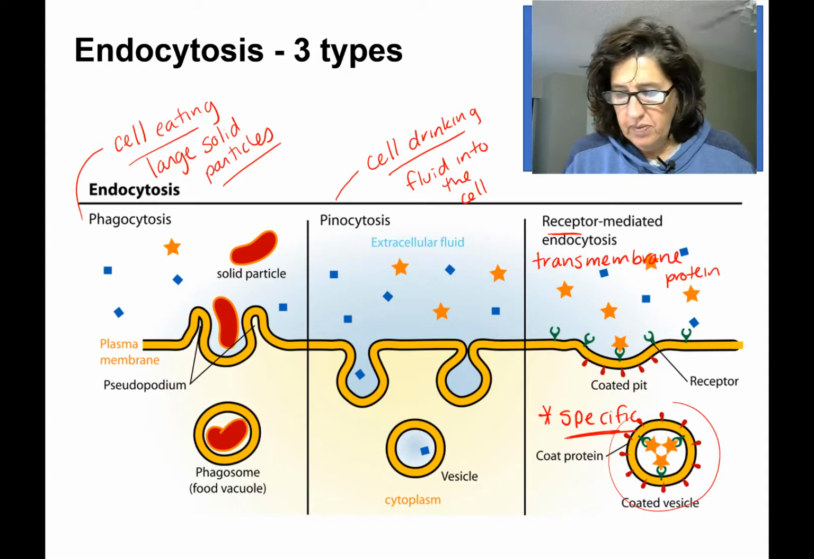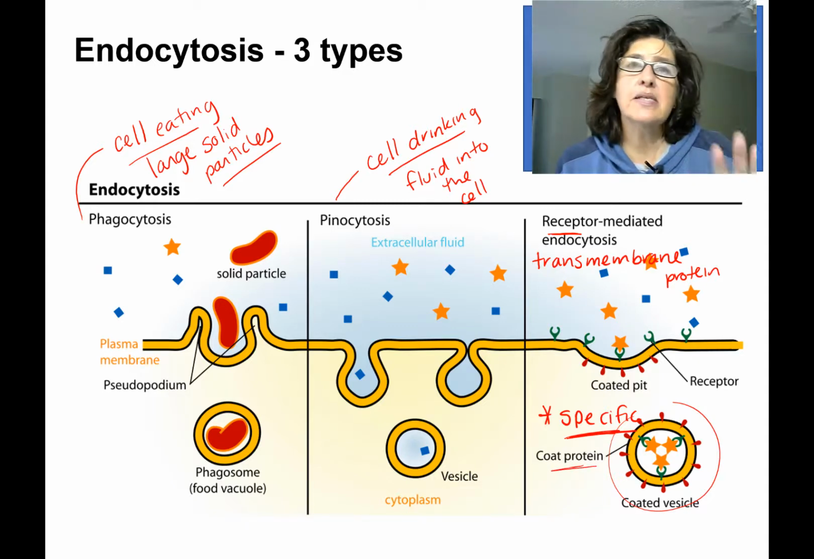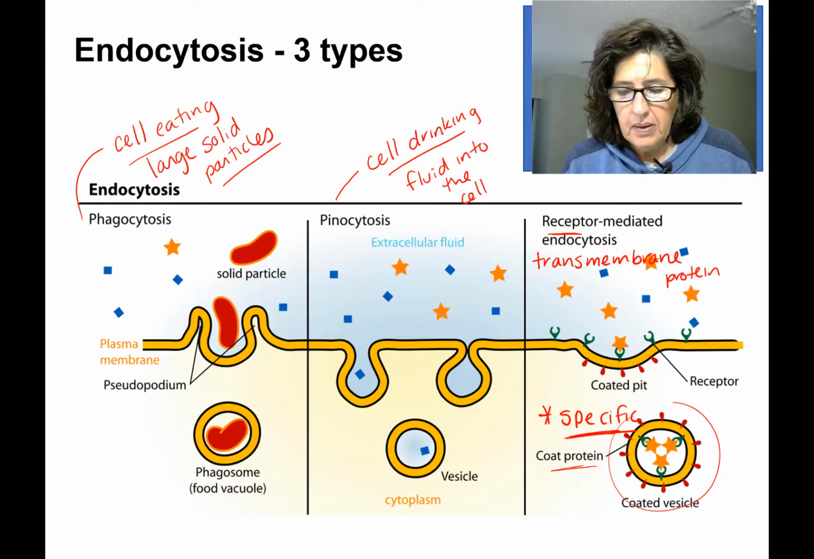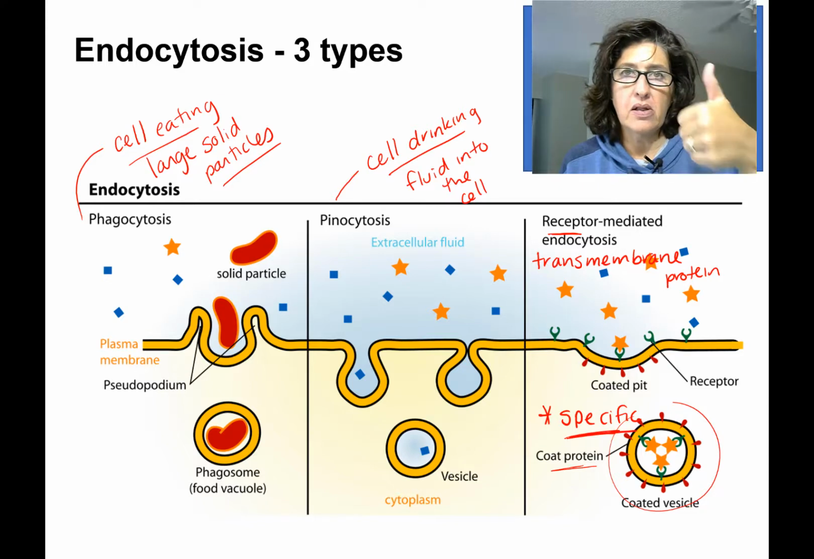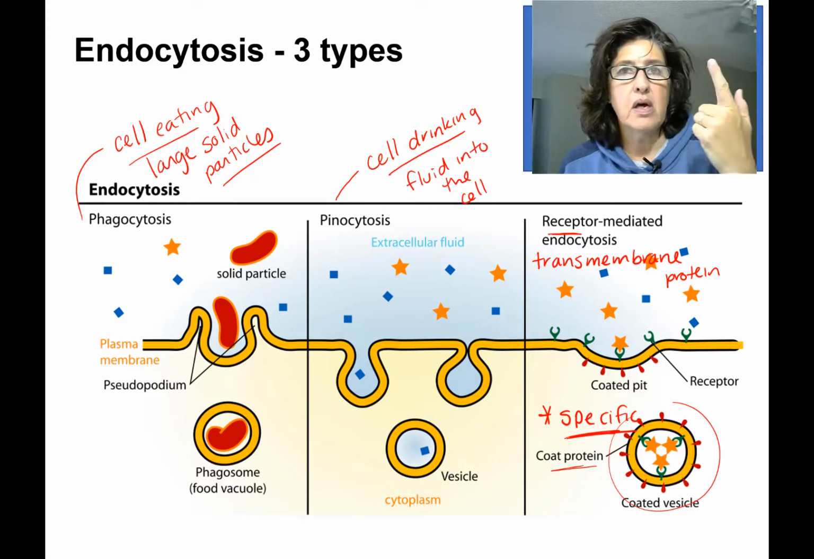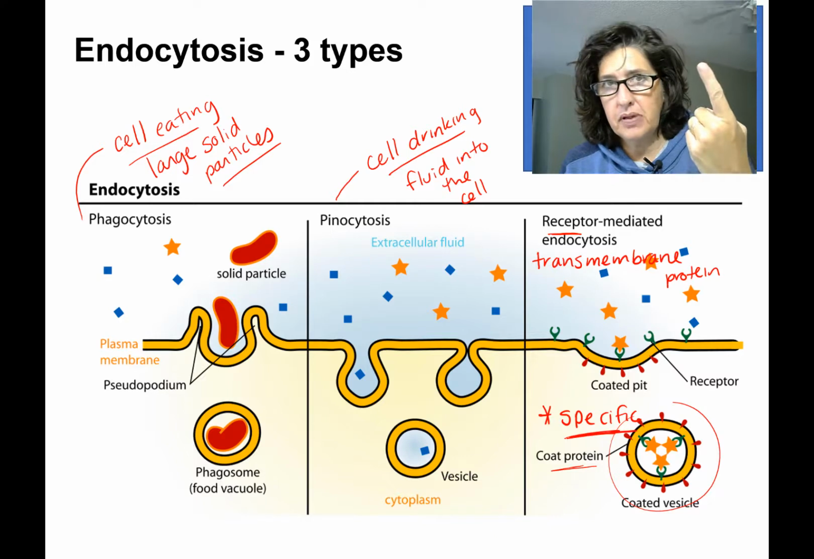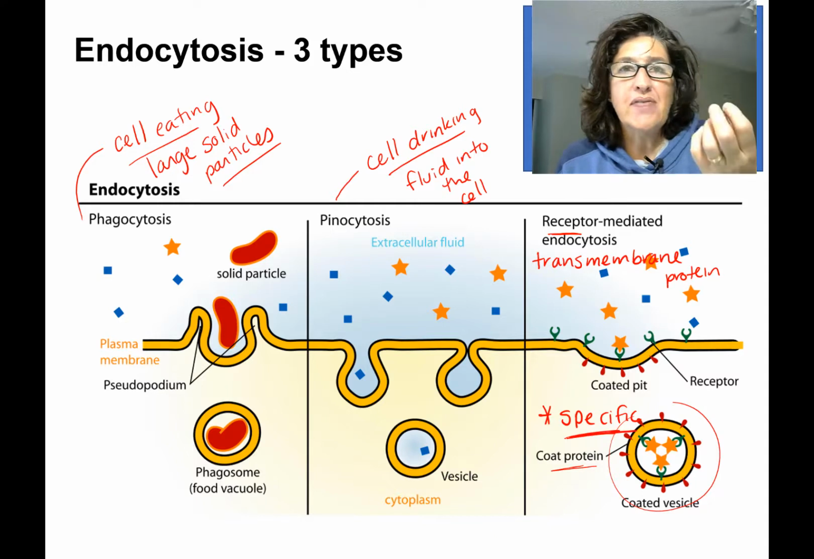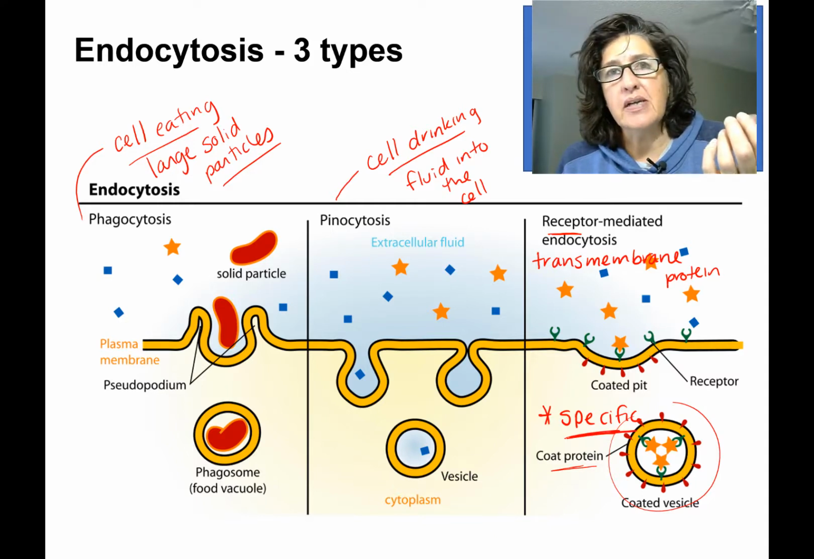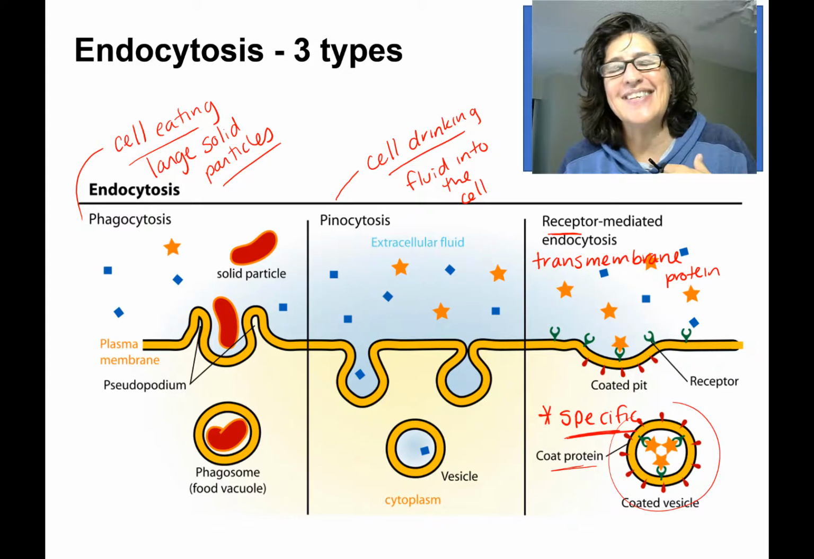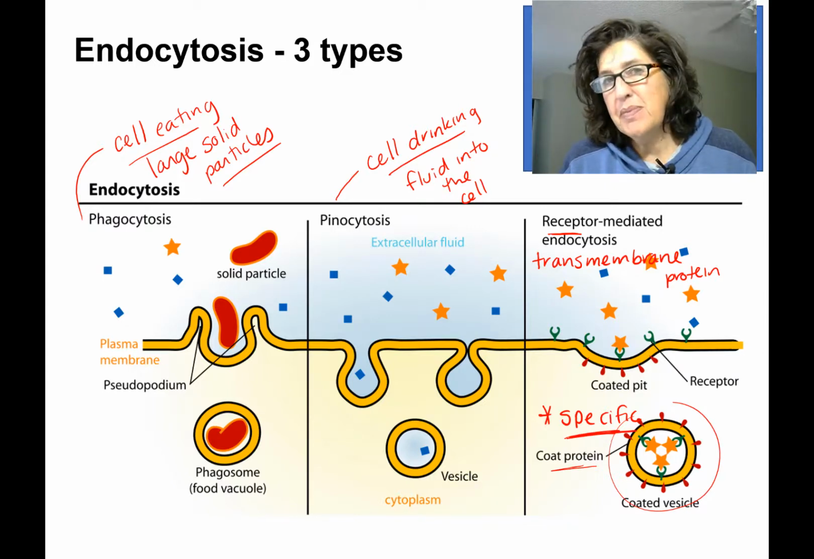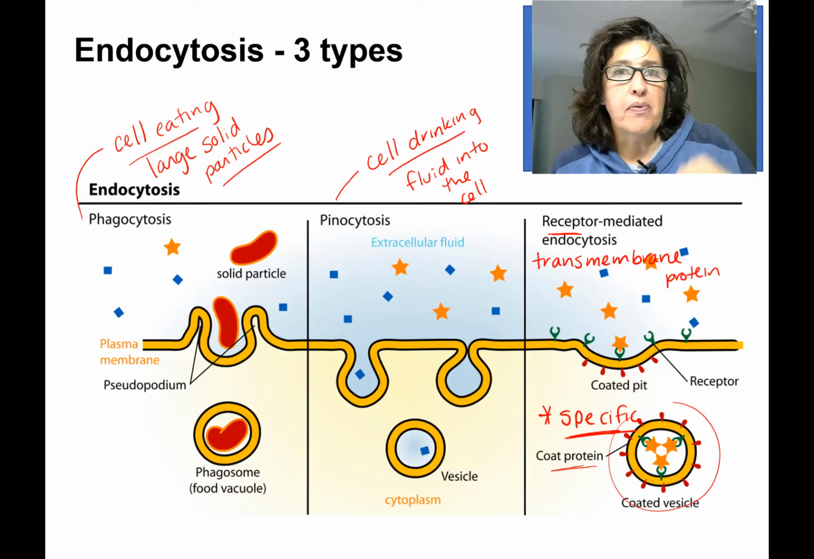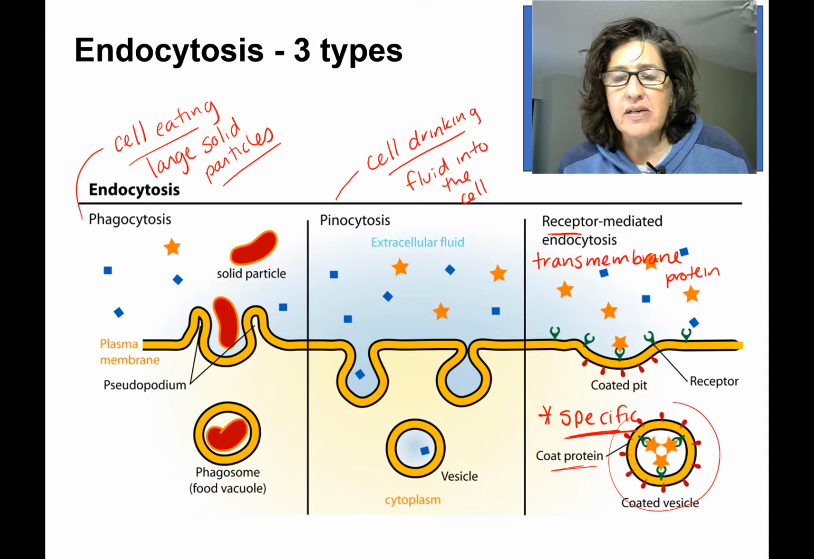Now this is a little bit different because it involves these coat proteins, but it's not something you need to worry about right now. You'll learn more about that in cell biology. The key is you've got large particle eating, phagocytosis, large intake of fluids, pinocytosis, and a very specific intake of molecules from the outside called receptor-mediated endocytosis. Receptor-mediated endocytosis is one of the ways that viruses can trick a cell into bringing that virus in so that it can infect the cell.